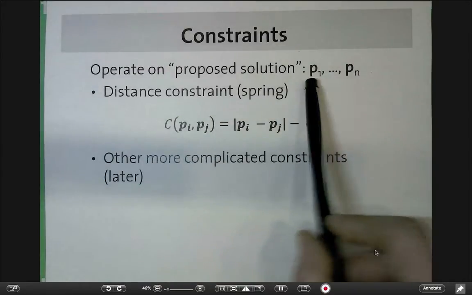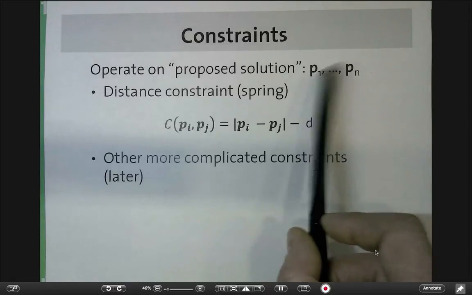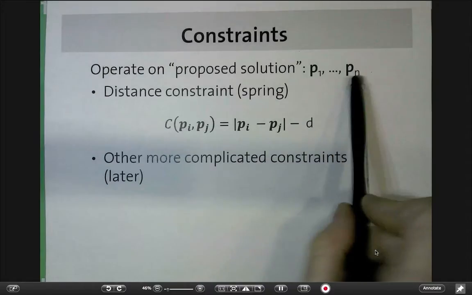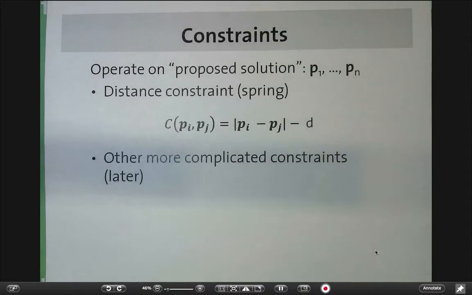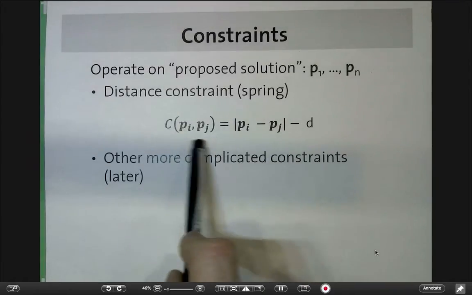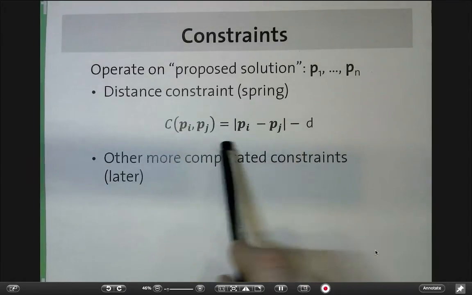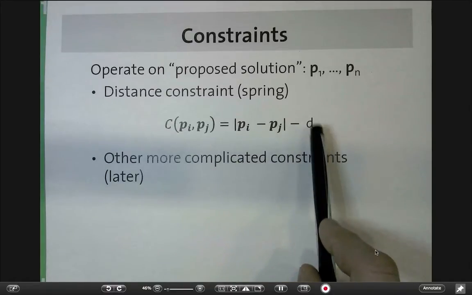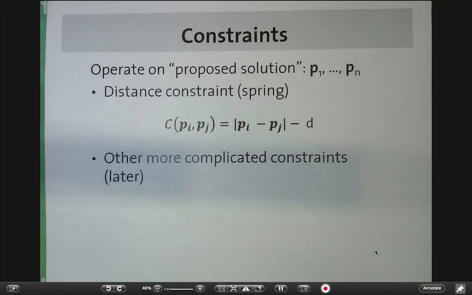So it operates on some proposed solution, on some state of the system. So this thing is always the same, right? I have some particles which have x, y, z coordinates, and that's my current state of the system. And the distance constraint, what does it do? It measures distance between some 2 particles minus their rest distance. So you can see this really is the same idea as a standard spring, right?